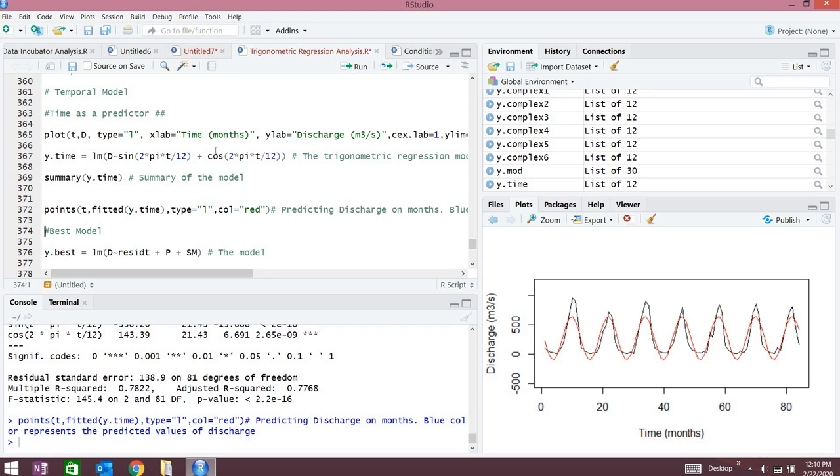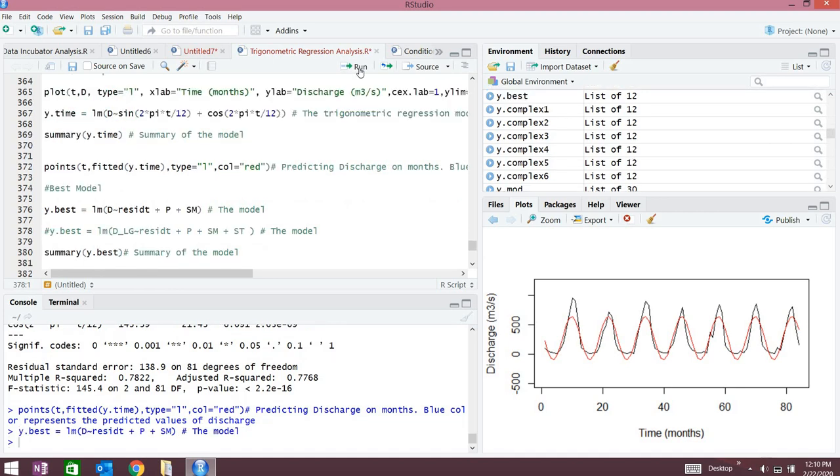For the best model, I took precipitation and the soil temperature in addition to residuals. But you can put the SC here as well, it doesn't change. So, like this.